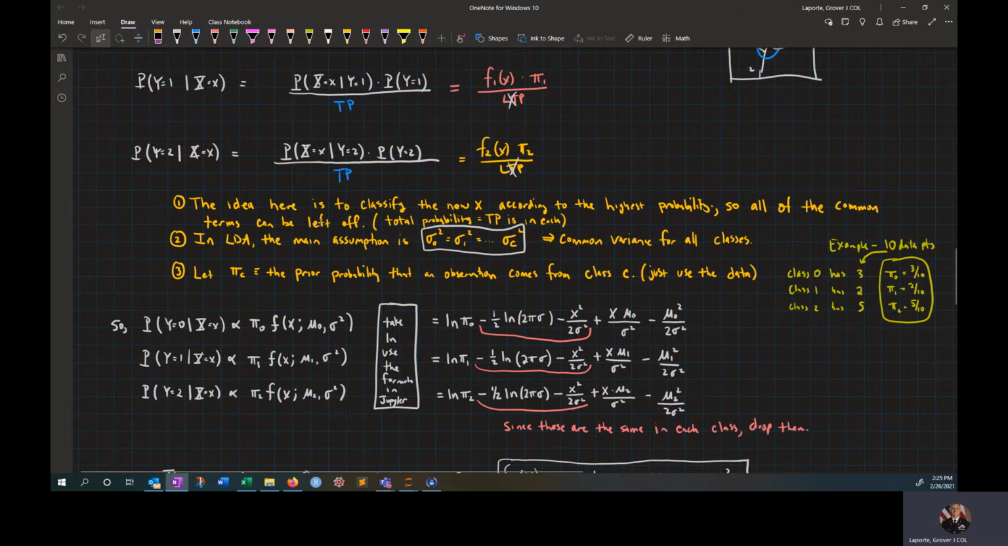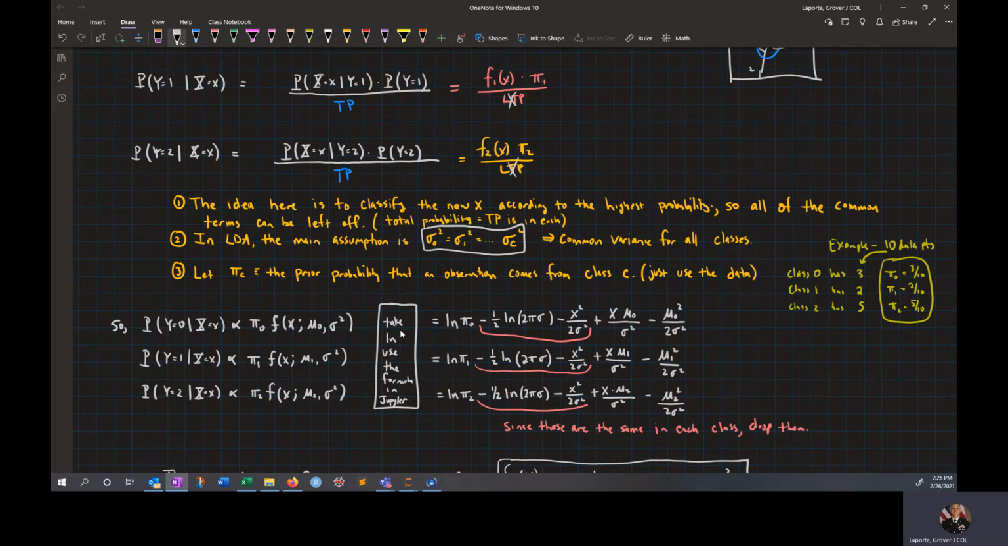So if you were to write out all of, like, y equals 0 given x, and then say that it's proportional to this. Why? Because I got rid of the total probability, the probability of x. I got rid of all those. So if you were to write them out, they'd look like this. They basically bring them down. And then I got the sigma squareds in here as well. I want to take the natural log.